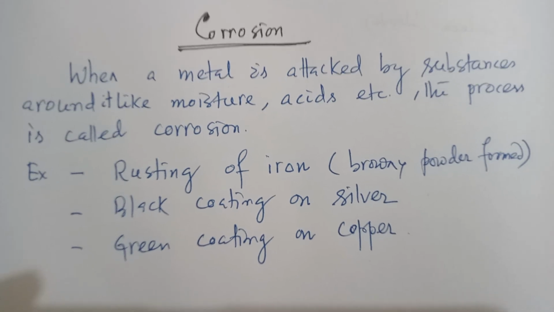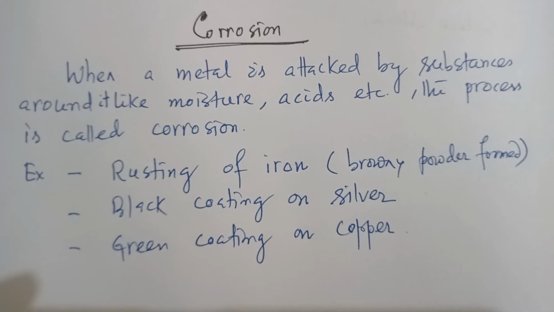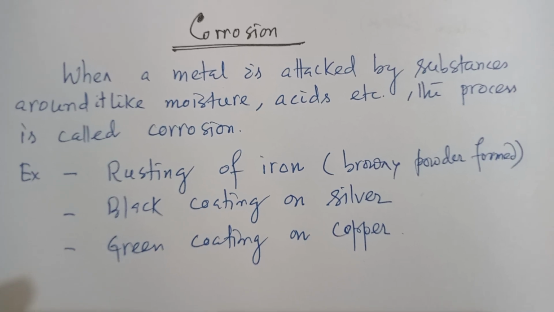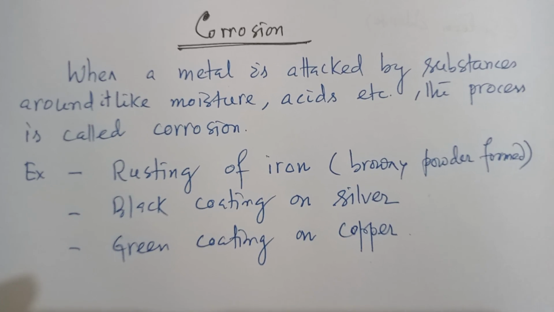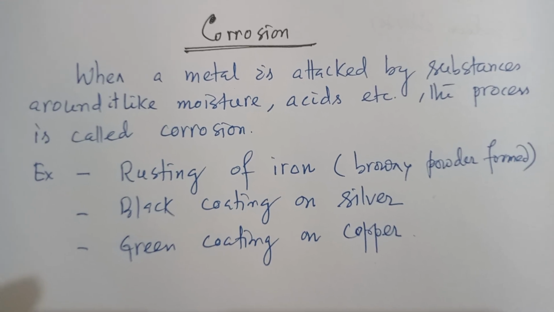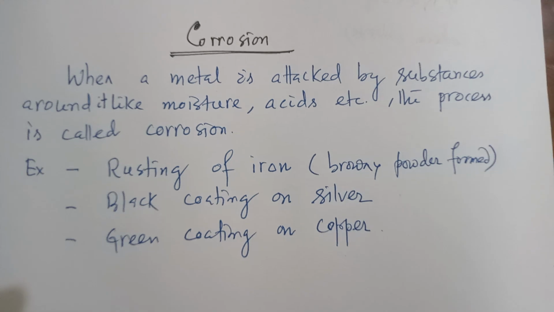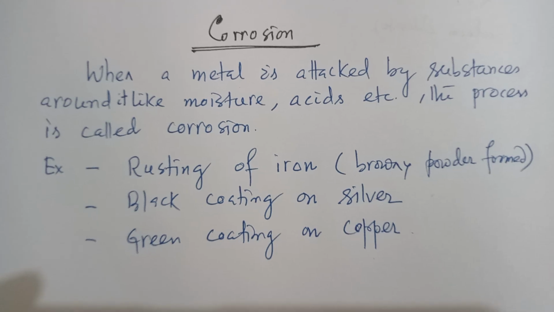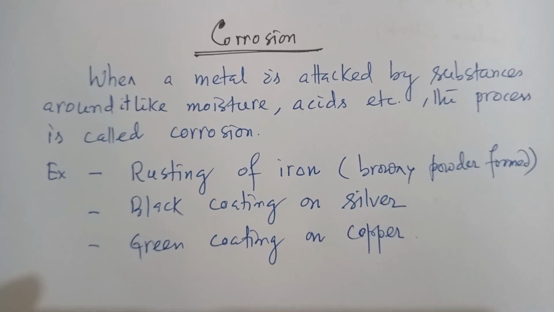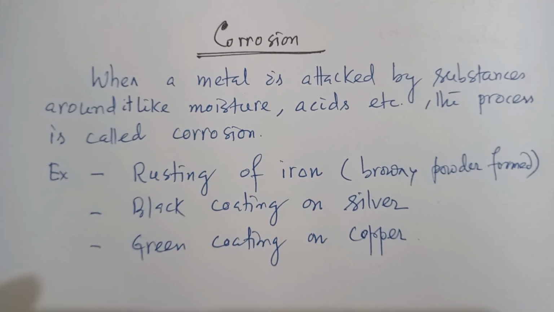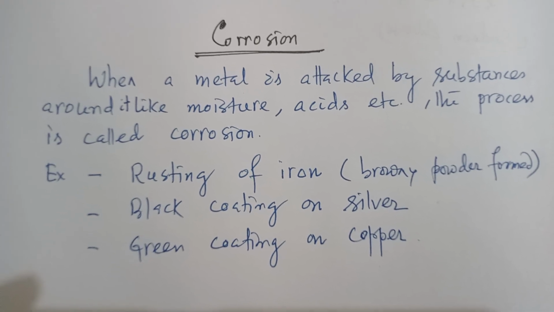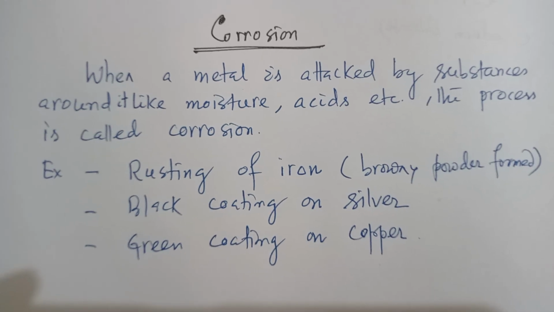Let us now discuss corrosion. When a metal is attacked by substances around it like moisture, acids, etc., the process is called corrosion. The examples are rusting of iron. Some brownish powder is formed on iron and this is called rust. Then blackening of silver, which forms a black coating over it. In case of copper, there is a green coating formed on it, and all these are called corrosion.